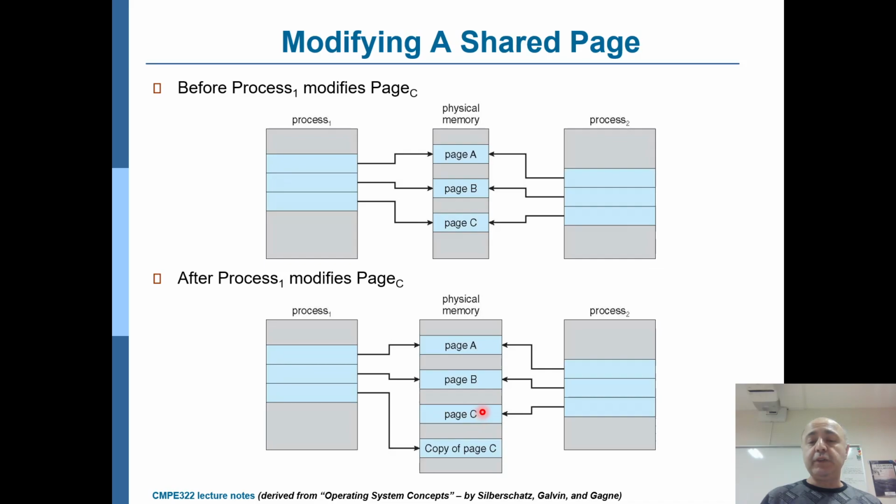So process P2 will not be aware of that. Of course, that applies if it's not shared memory. If it's the case of shared memory, then of course you don't make a copy. It's the same copy.